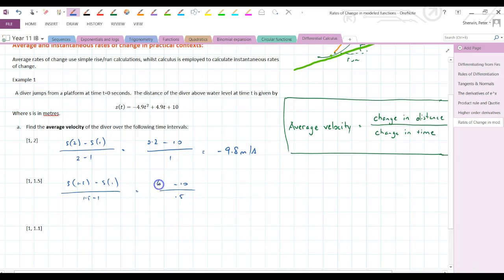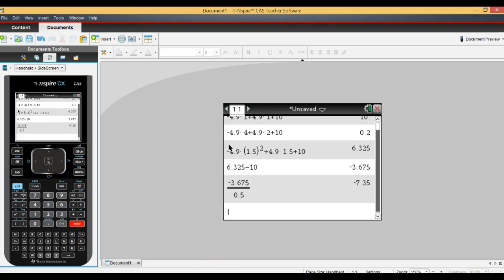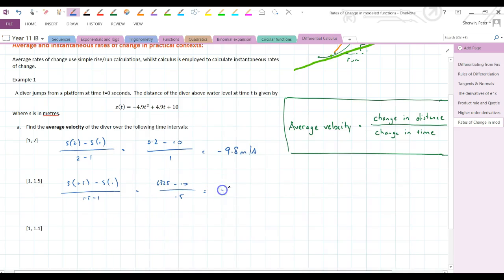So I go in here and go 6.325 in minuscule writing. I subtract 10 from that, so I could even go back in here now and say, well, give me that, hit enter. I'm going to subtract 10, hit enter again, divide that by 0.5, and I'm at minus 7.35. Minus 7.35 meters per second.